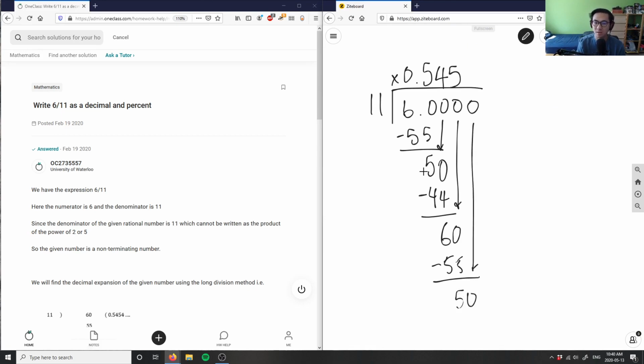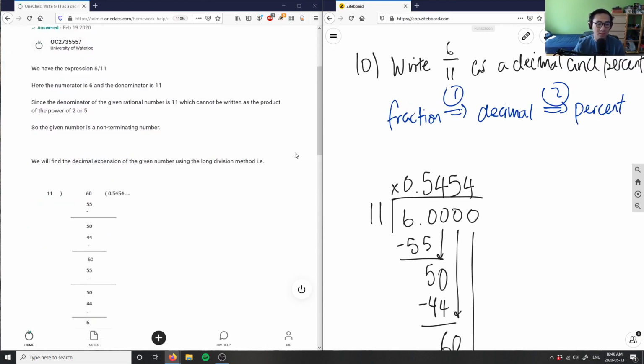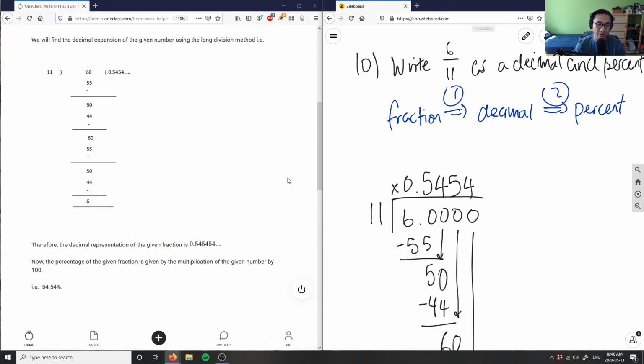And then as you can see here, it actually repeats, right? 11 times this is 4 again. So it's going to not be a nice decimal. It's going to repeat. 0.54 is going to repeat. So it's 0.54, 54, 54, 54, etc., etc.